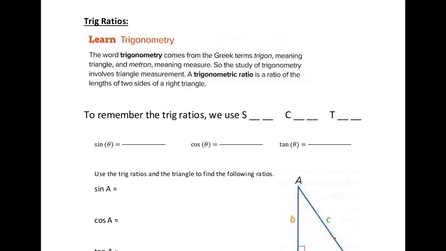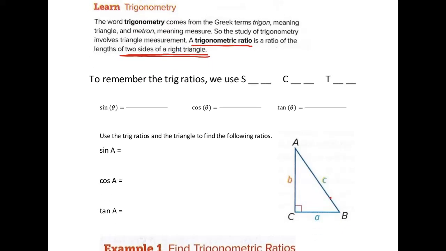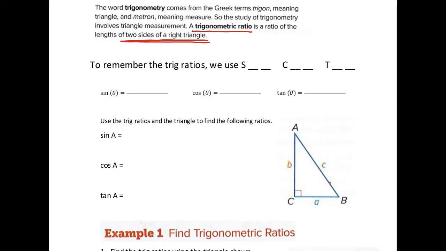It says the word trigonometry comes from the Greek term trigon, meaning triangle, and metron, meaning measure. So the study of trigonometry involves triangle measurement. A trigonometric ratio is a ratio of lengths of 2 sides of a triangle. So to remember the trig ratios, we use a mnemonic device, which is a fake word, a fake term to help us remember these things, okay?